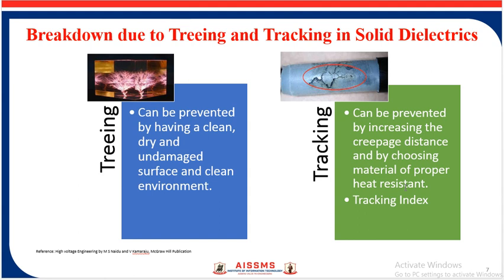That means tracking can be measured by means of this tracking index, whereas there is no such index for measurement of treeing. There are also various standards like IEC 587 1984 and ASTM D 2303 1984 for measurement of tracking. So this is all the details about breakdown due to treeing and tracking. Hope you have understood it clearly.